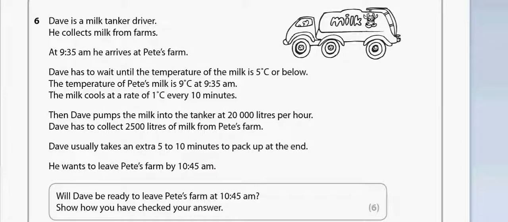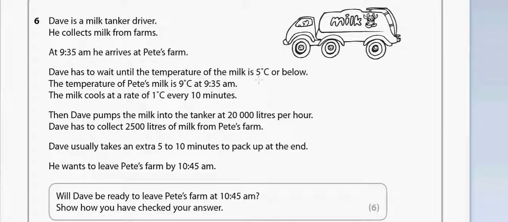Okay, question number 6. Here Dave is a milk tanker driver and he collects milk from farms, and he wants to start a job at 9:35, and then we have these various restrictions.